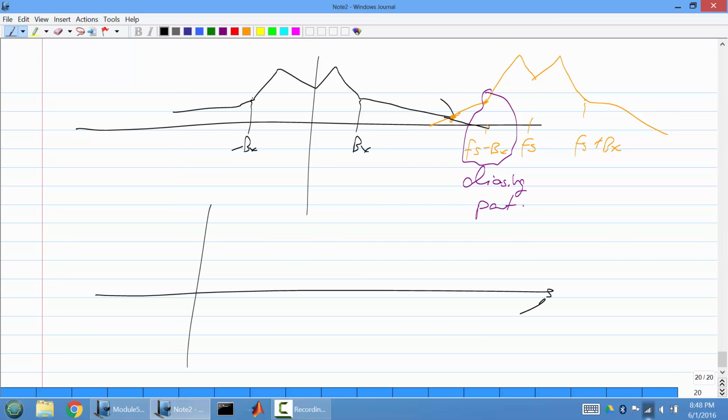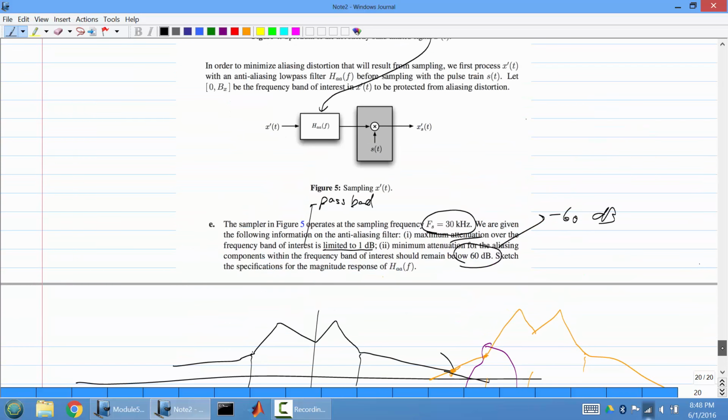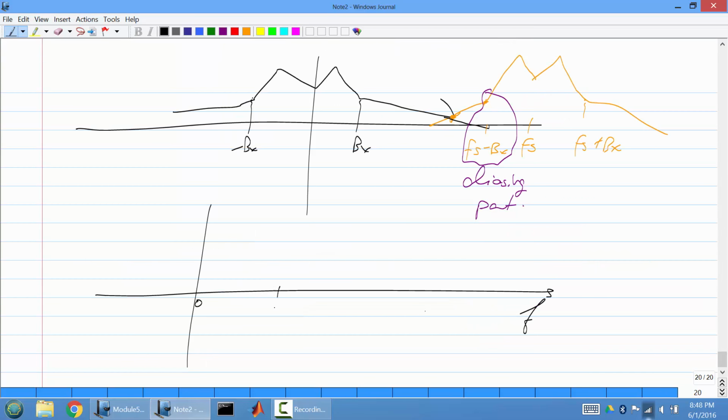Okay? So you want to design a filter such that it looks like this. Okay, so you have f, okay? And then between 0 and the maximum attenuation with frequency band of interest. So you want to make it such that from 0 up to the bandwidth of interest, okay? The 0 dB, this is 0 dB. Okay, so you have something concentrated here like this, all right?